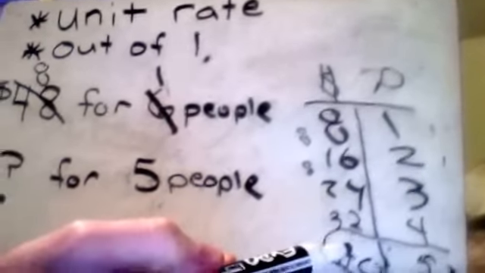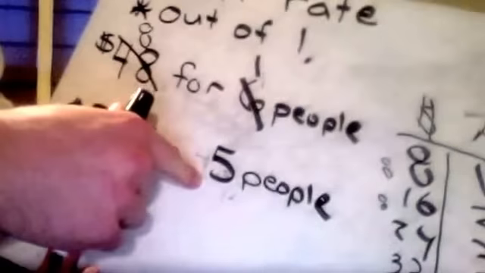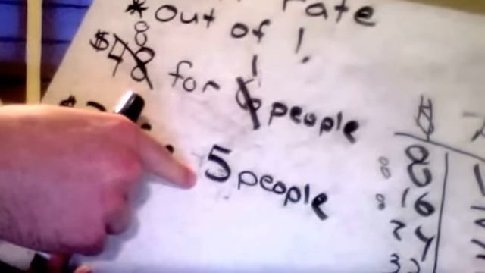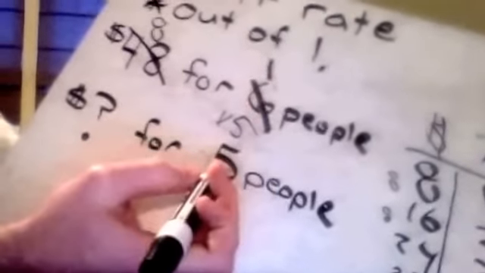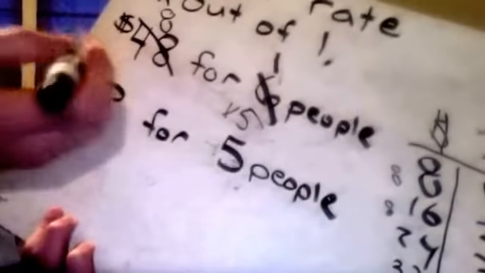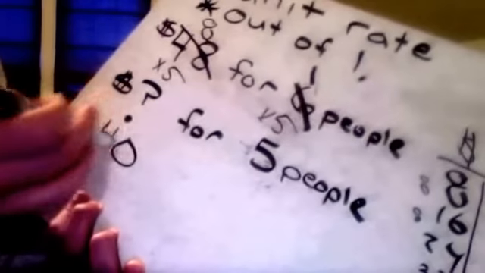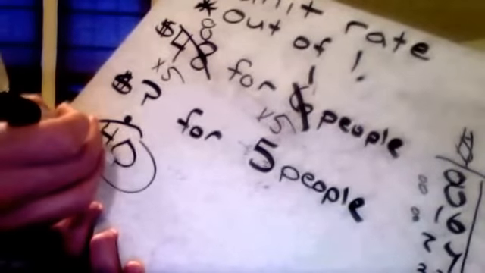Now, if we want to do it a different way, I could just say, how do I get from one person to 5 people? 5 is 5 times bigger than 1, so I'm just going to multiply by 5. 1 times 5 is 5. 8 times the same thing, 8 times 5 would be 40. So your answer would be $40 for 5 people.